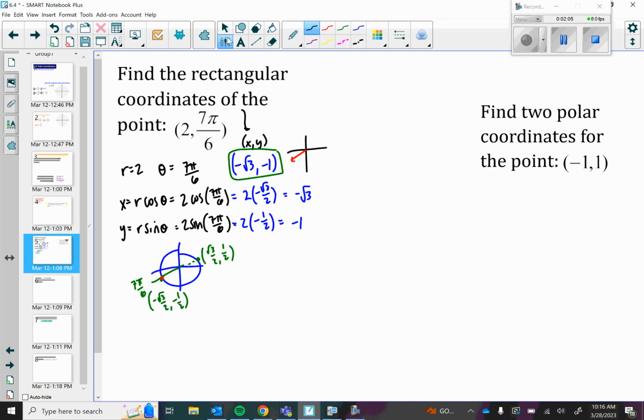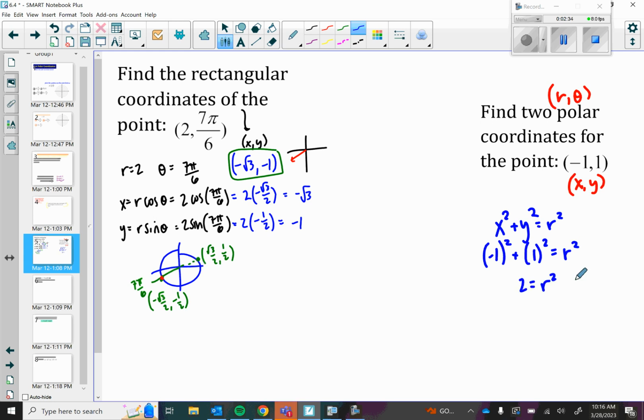For this next one, we are given the rectangular coordinates. We are given x, y, and we want to find r, theta. However, for this one, we're asked to find more than one answer. The first thing we're going to start with is that x squared plus y squared is equal to r squared. Negative 1 squared plus 1 squared is r squared. That means 2 is r squared, or r is either positive or negative square root of 2. Now we can use either of these. I'm going to start with the positive one, and we'll go from there.